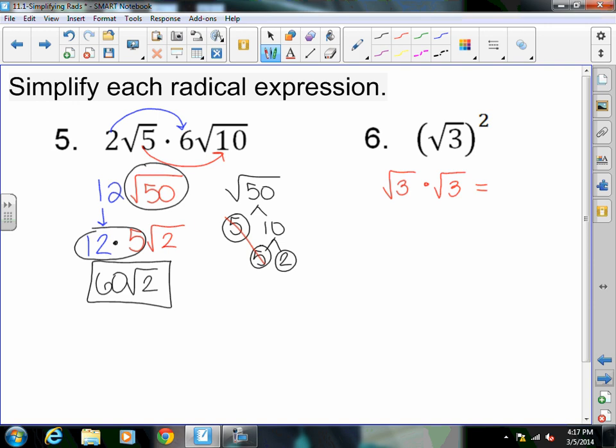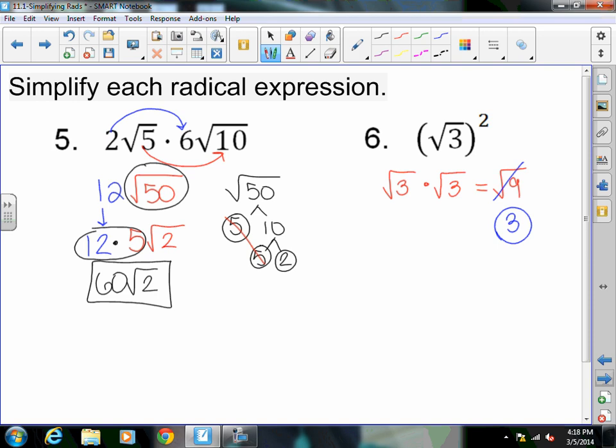So when you do square root of 3 times the square root of 3, you're going to get square root of 9. And then do that on your calculator. When you do square root of 9 on your calculator, you're going to get out a 3. And this will always be true.